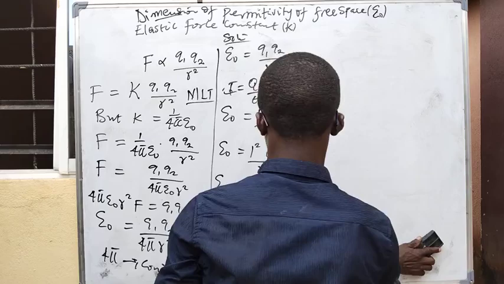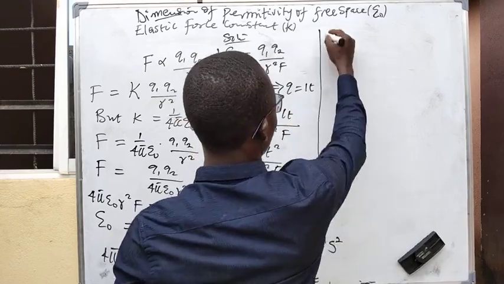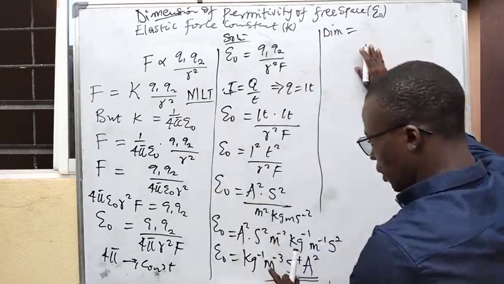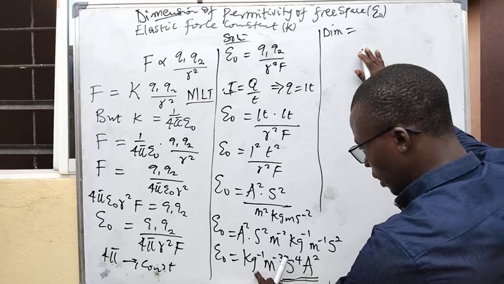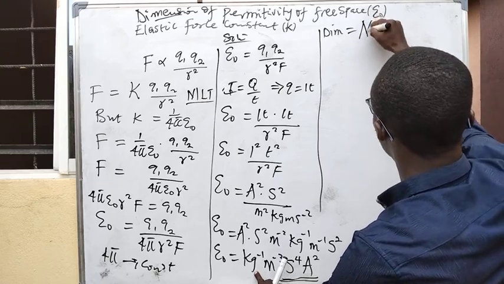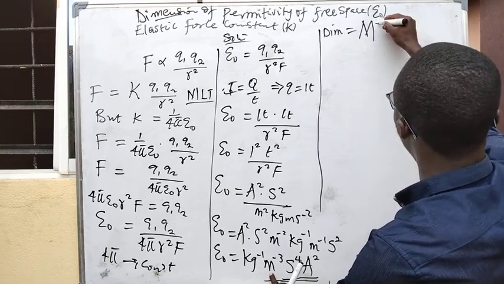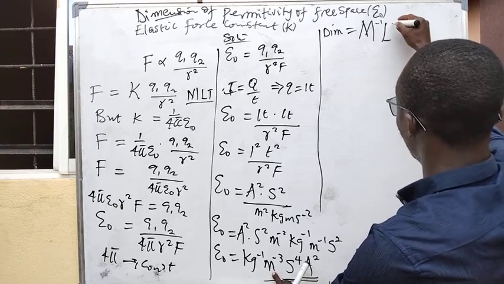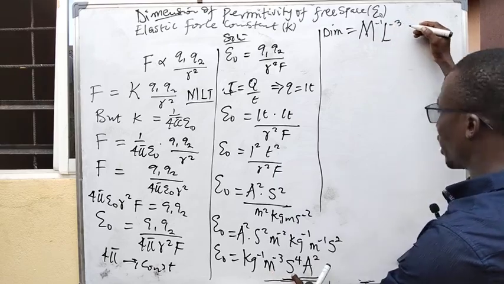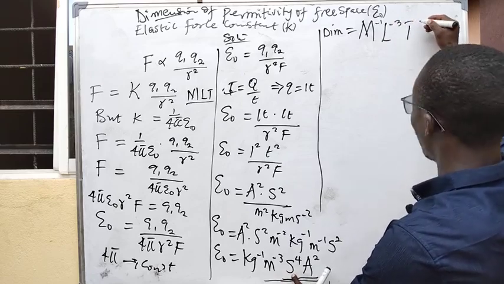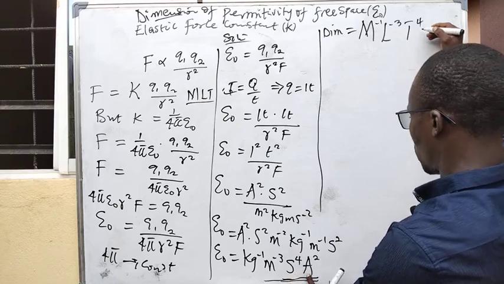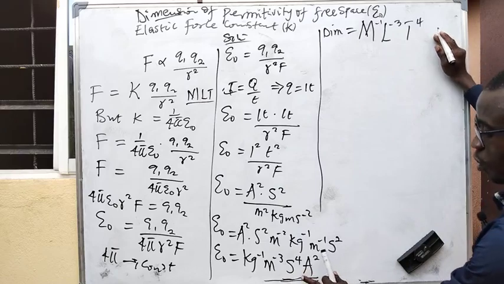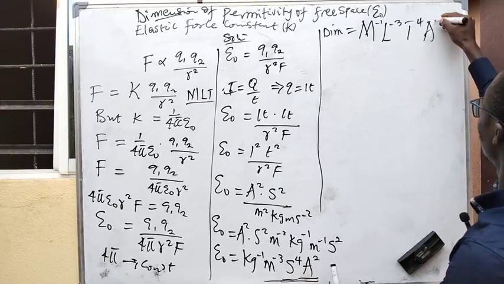But what will be the dimension? The dimension of this, using M, L, T, and others. So we are going to have that this is M, capital M, raised to power minus 1. What is this? This is length. So it will be L raised to power minus 3. This is time raised to power 4. And A, here is A now, which is ampere, the unit of current. So we put it like that.